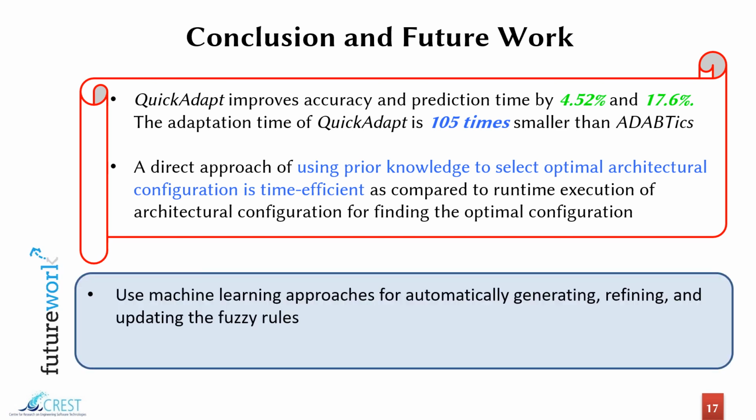In future, we aim to use machine learning for automatically generating, refining, and updating the fuzzy rules, because these rules are based on our own understanding and some preliminary experiments. But these rules need to evolve with the evolution of the system. And in the current form, we did all experiments with batch analytics. So in future, we aim to do the same experiments for stream analytics.